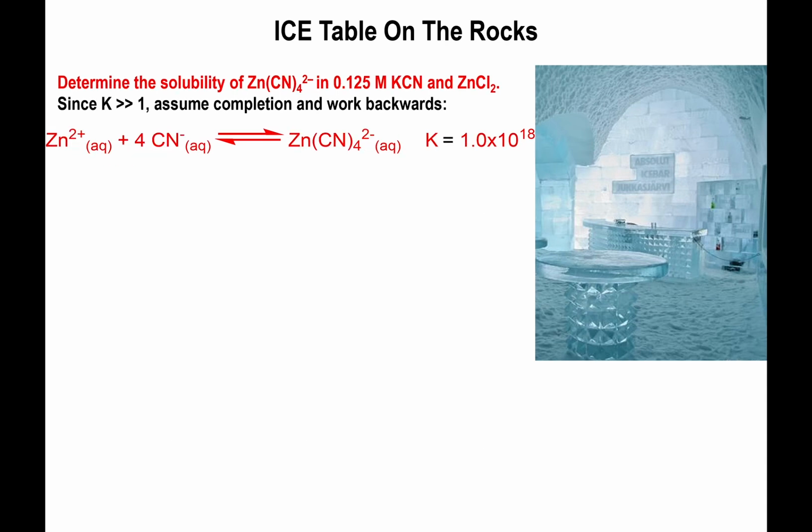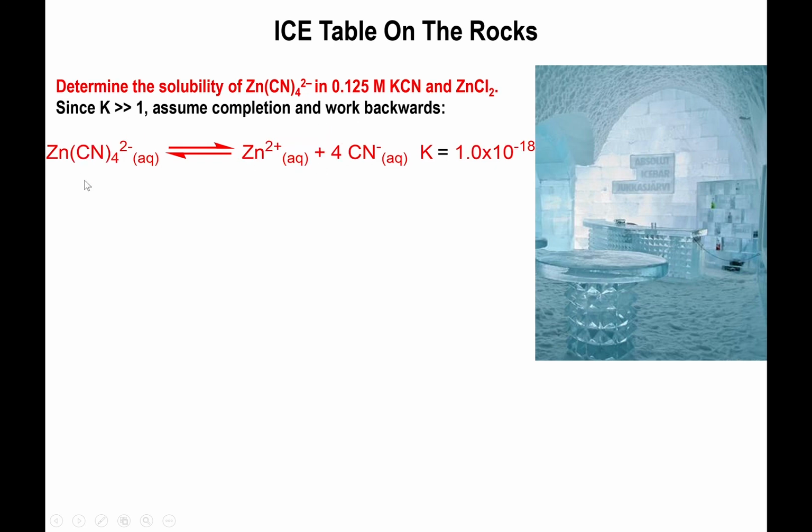Well, simply stated, I'm going to take this equation and reverse it. So the complex ion will now become the reactant, and the naked metal and the regular ligands are going to become the products. And the moment you do that, you simply take the inverse of the Kf. It used to be 1 times 10 to the positive 18, so if you divide 1 by 1 times 10 to the positive 18, you will get 1 times 10 to the negative 18.